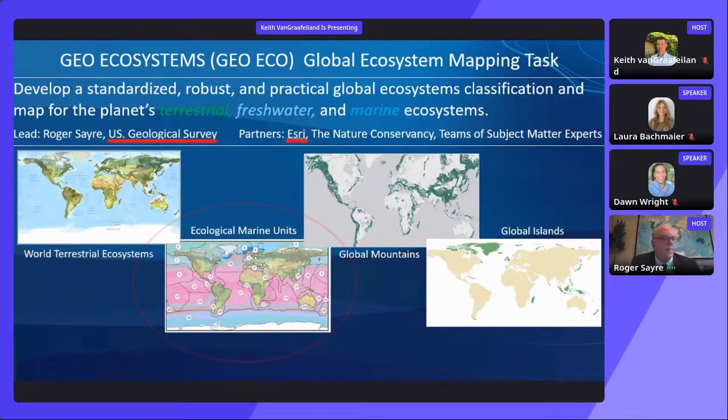Keith? And here you see circled in red what we call the ecological marine units, or EMUs. Keith?